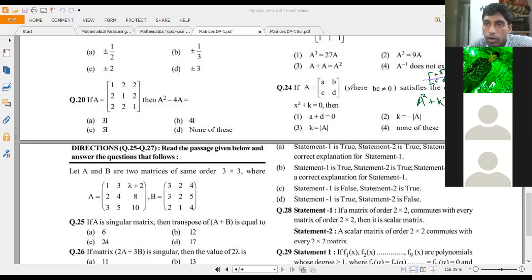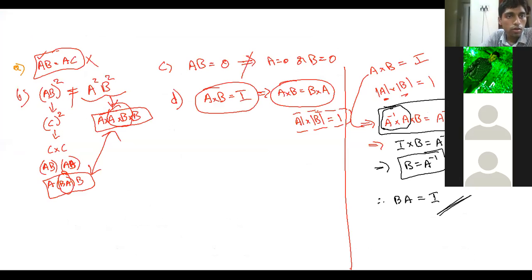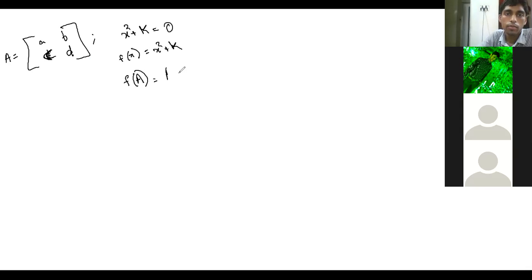Okay, I'll do it. X square plus k. A, B, C, D satisfies x square plus k. So if this is f of x, if f of x is equal to x square plus k, then f of a is equal to a square plus k times of I, and this should be equal to null matrix 0.